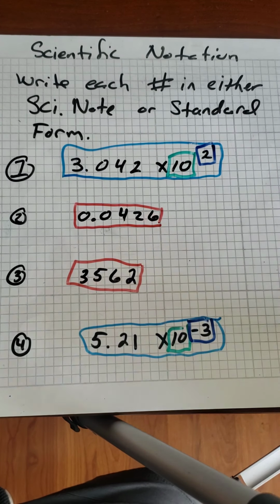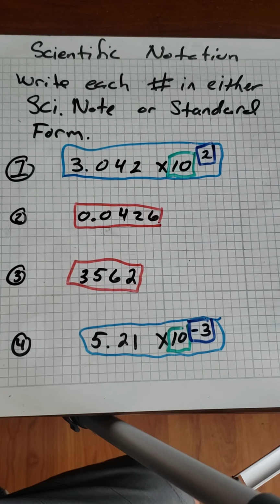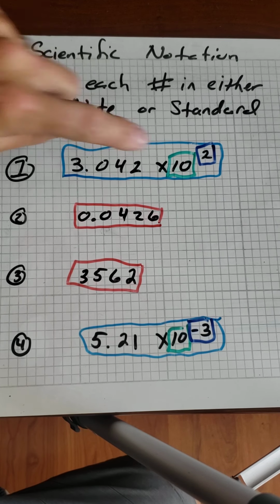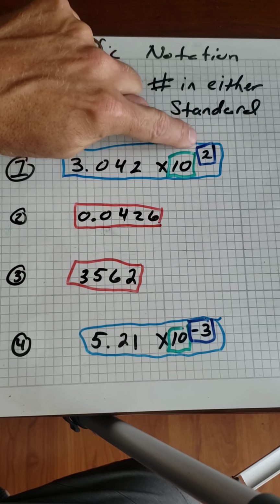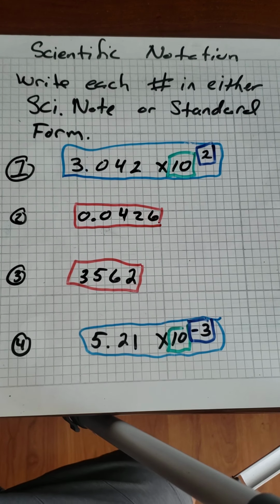And sometimes the exponent might be 1, so you may or may not write the exponent. If it was times 10 to the first, that's an option of whether or not you're going to use the exponent or not. It still would be scientific notation. But for the most part, we have exponents here. Okay, so times 10 to the second or times 10 to the negative third.